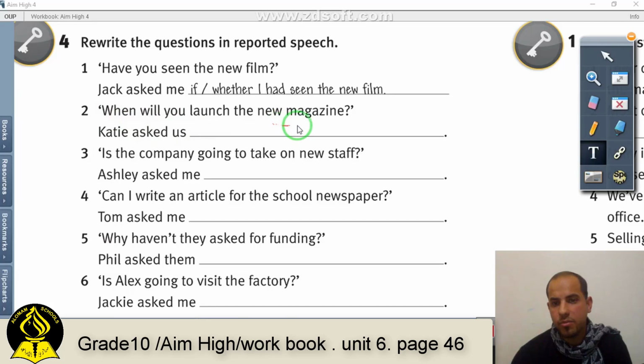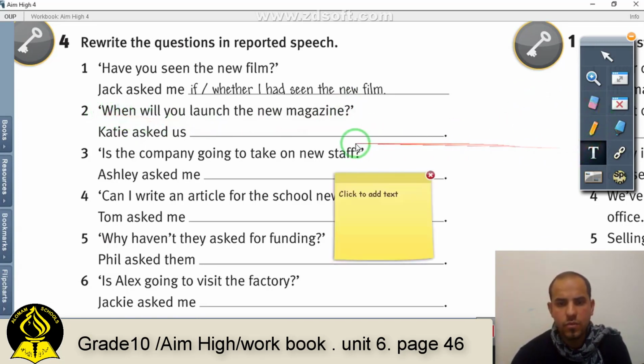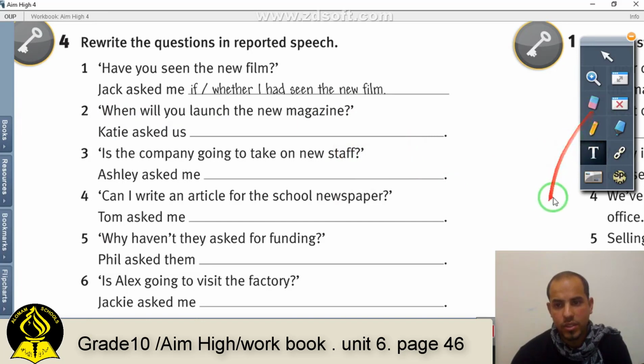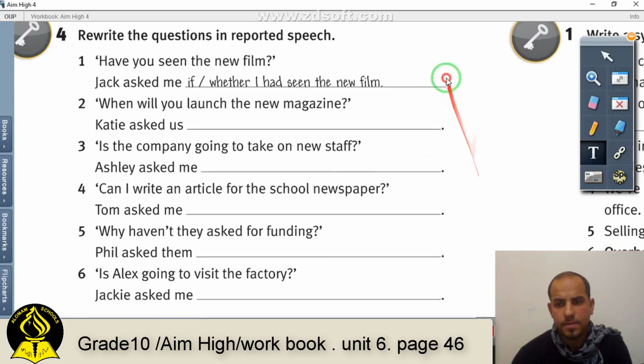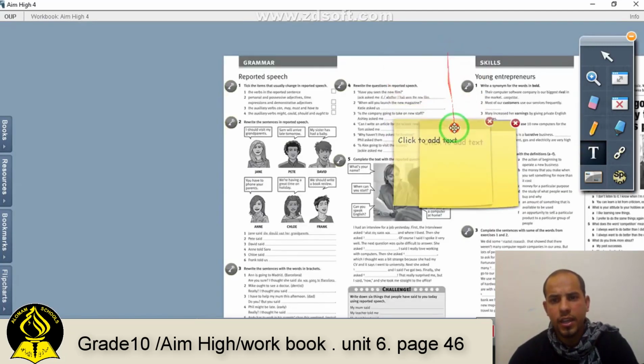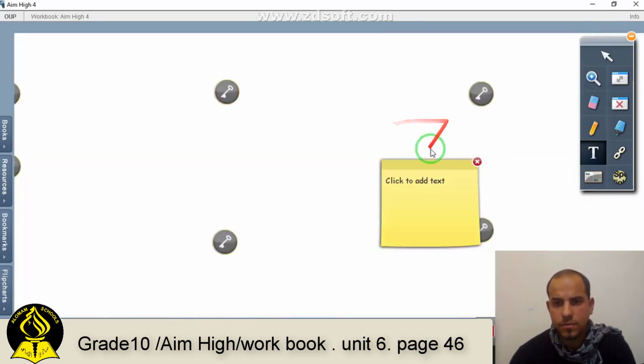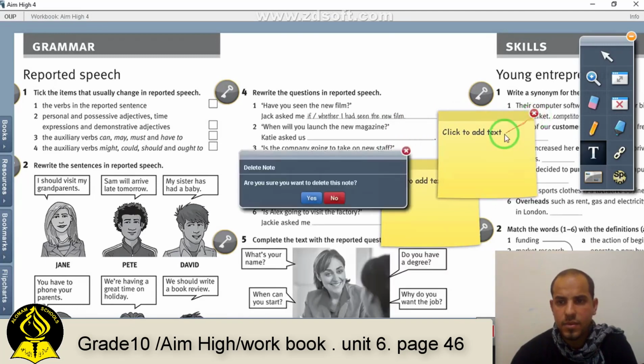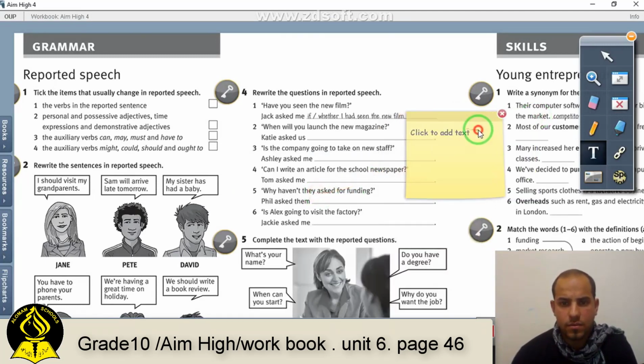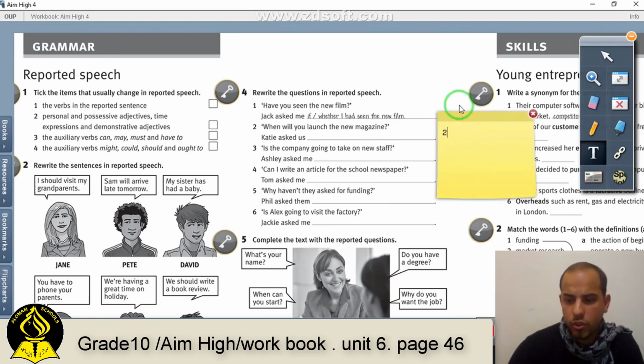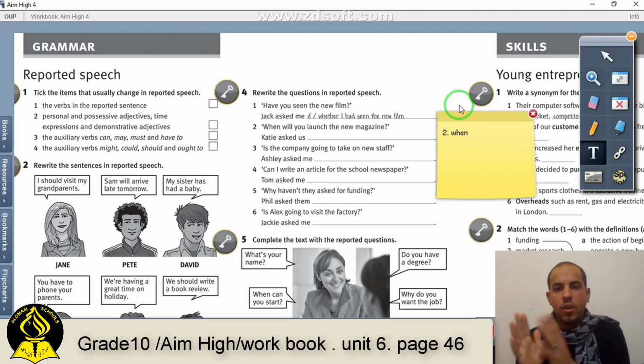When will you launch the new magazine? This is a question. Which type of question? It is a WH question. So we start with a WH word. So number 2, we start with when. When will you launch the new magazine?